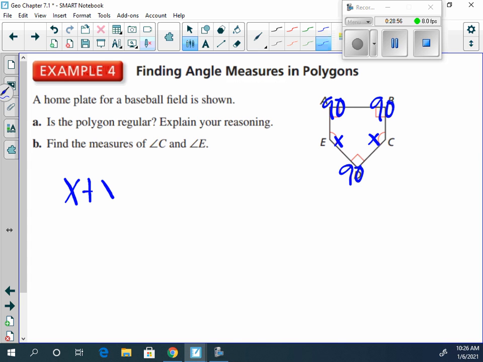So far I have x plus 90 plus 90 plus 90 is equal to what? Well, it didn't tell us that, did it? Well, not directly. Do you have a way to find out what the sum of the interior angles of this figure is? How many sides does it have? 1, 2, 3, 4.